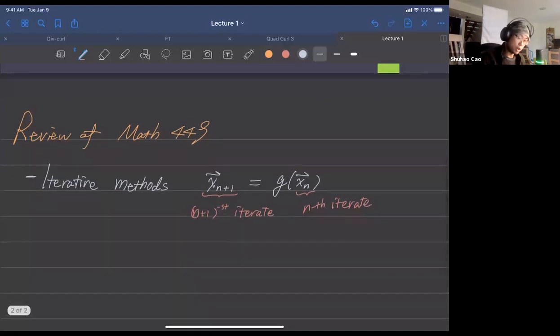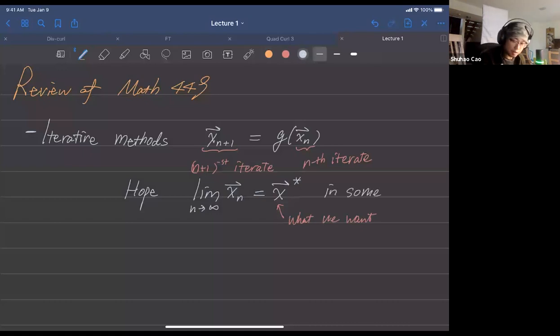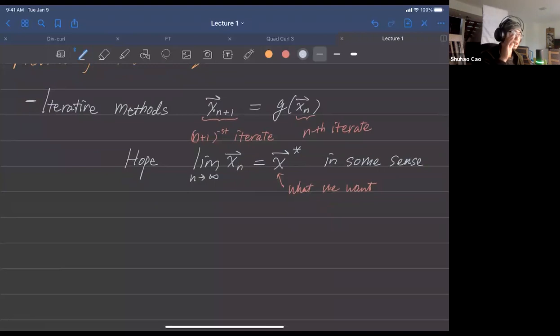What we hope is that when we let n go to infinity, this converges to a fixed point. It's not guaranteed. The convergence is in some sense, which we'll review if we have time in the last part of today's class, for example convergence in two norm or infinity norm. But this is generally the theme of iterative methods.